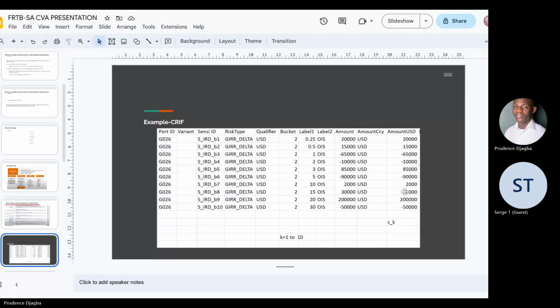Usually those values are given by the bank, but we will try to show how we can actually evaluate the sensitivities. So SK, our K here, I just did 10, or not 10, I think it's 11 or 10. Okay.